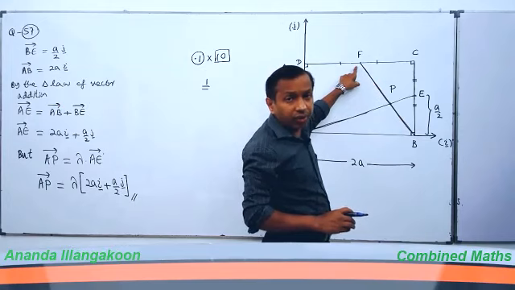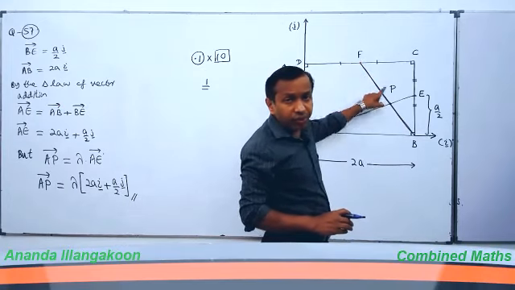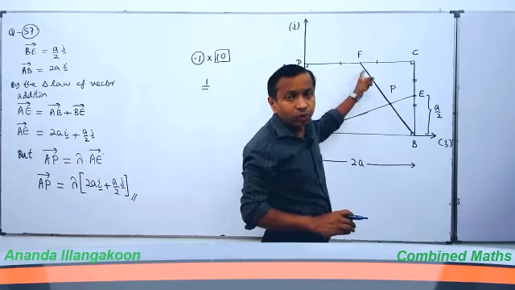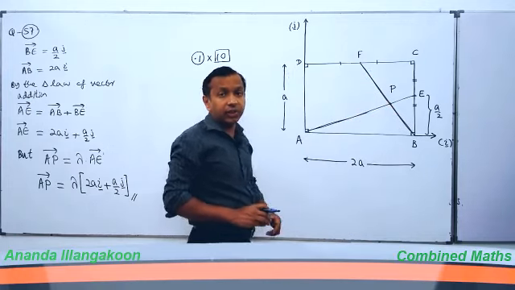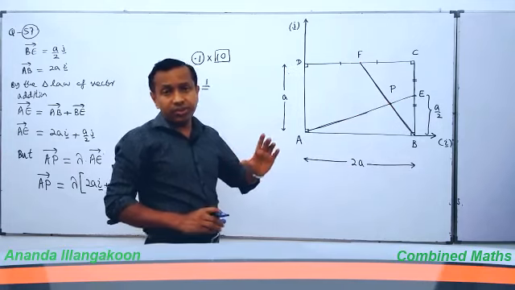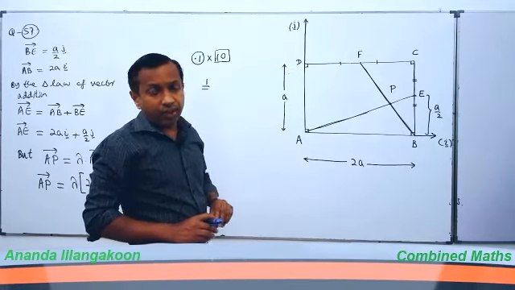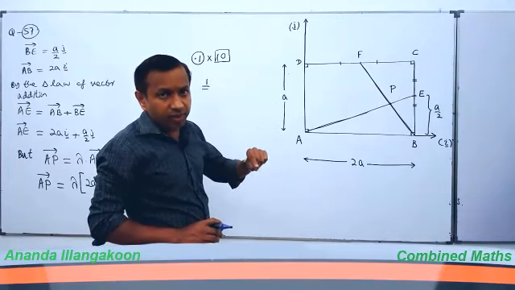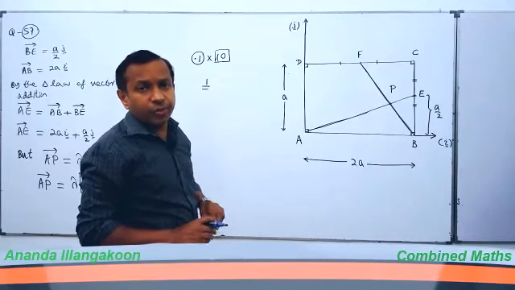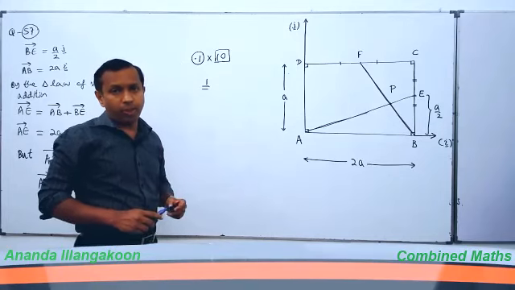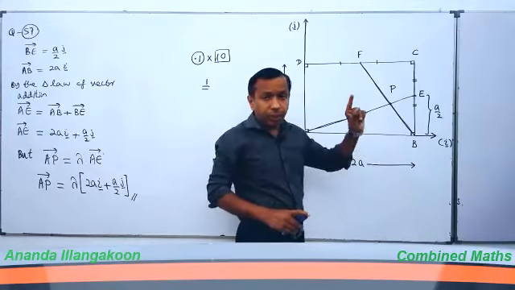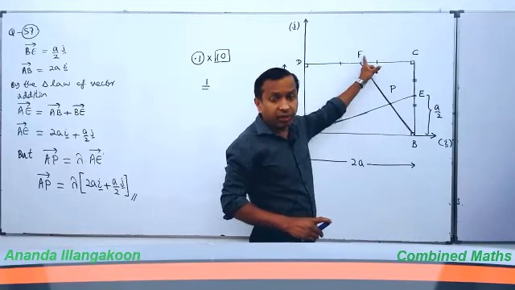Like that, BF is the longer one. To take the shorter one from this longer one, the longer one should be multiplied by a value which is less than 1, in other words, between 0 and 1. This time to find BP vector, BF vector should be multiplied by a scalar. That scalar I am going to assume as mu. Then this BP I can write as mu times BF.